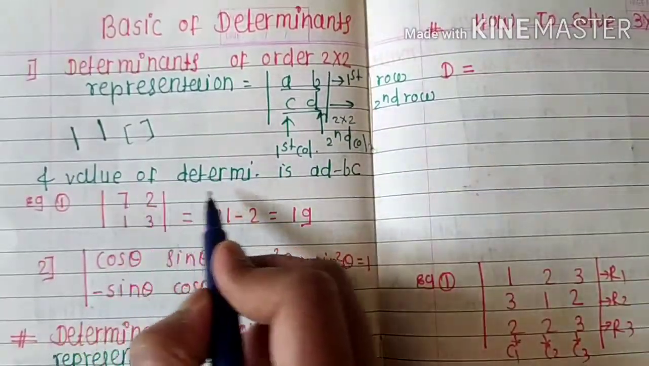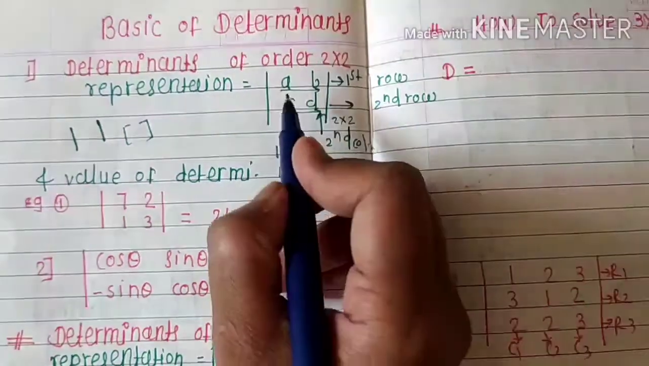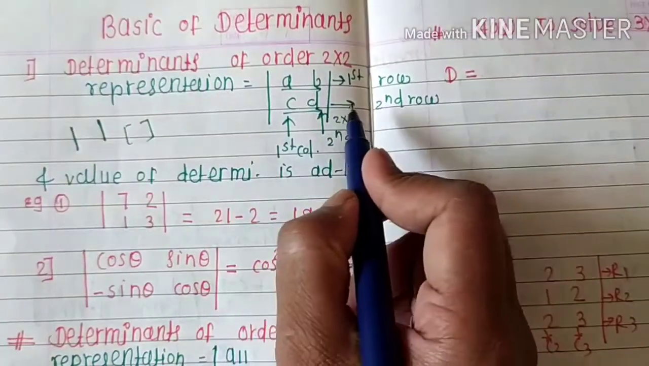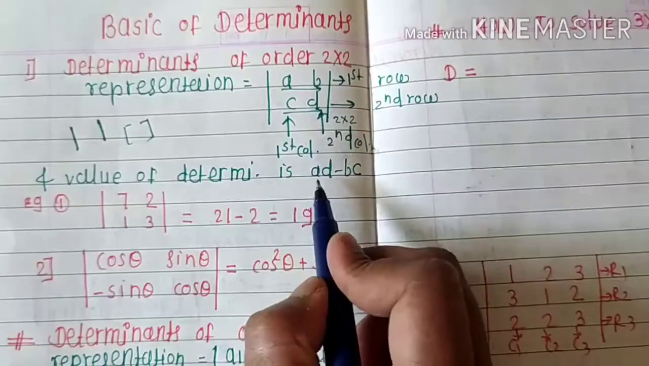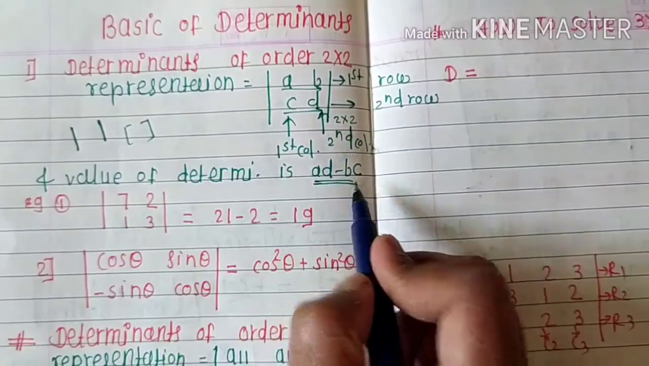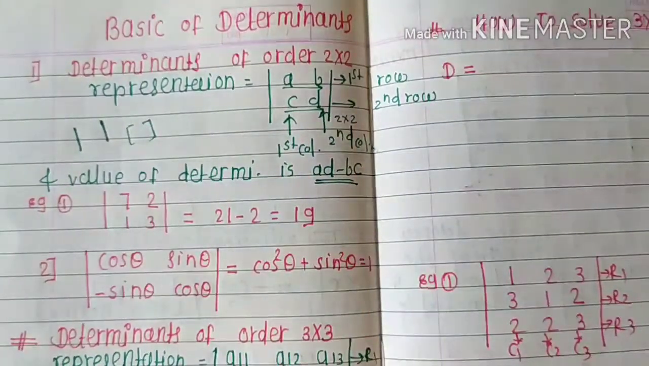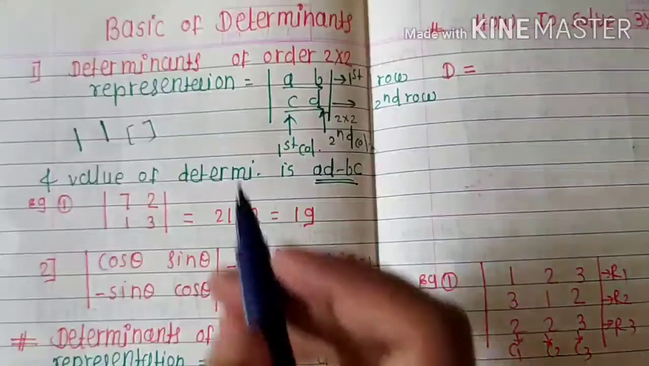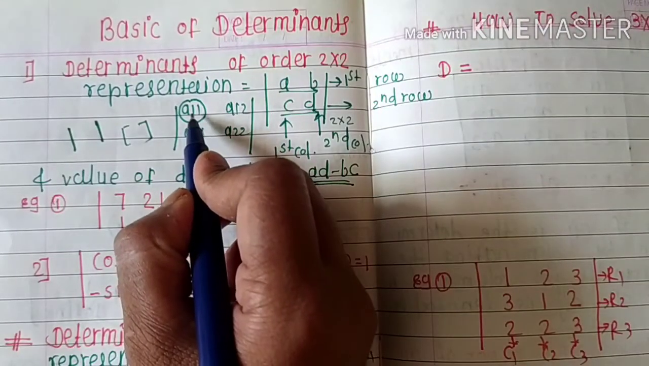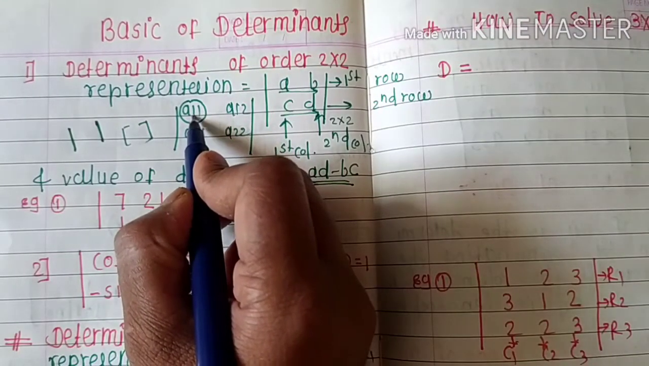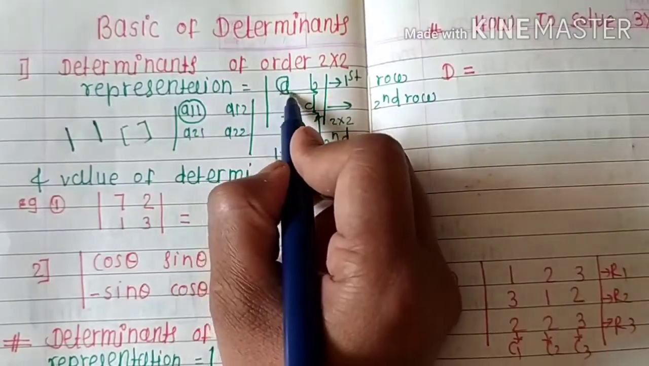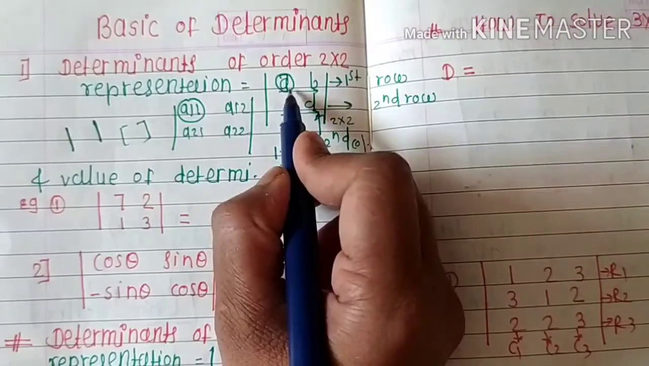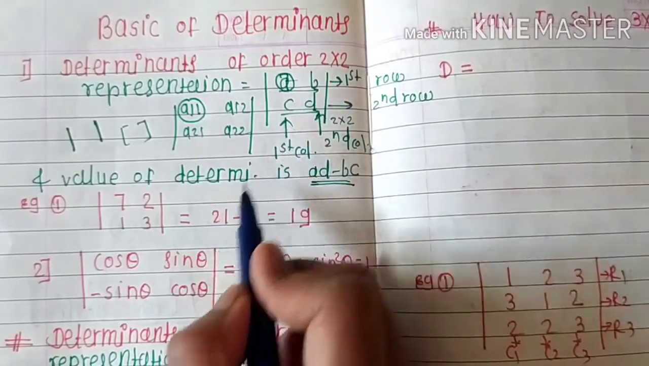Then how to solve this determinant? By taking a cross multiplication for this 2 by 2 determinant, that is AD minus BC. In this way we find the value of any 2 by 2 determinant. Okay, AD minus BC. As well, A11 represents the element which is present in the first row, first column. Here this A11 has the value A. Okay, this element is present in the first row as well as the first column.